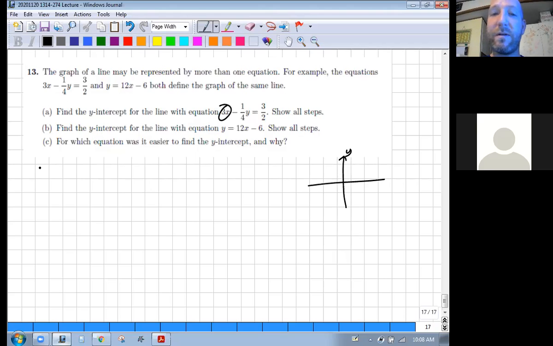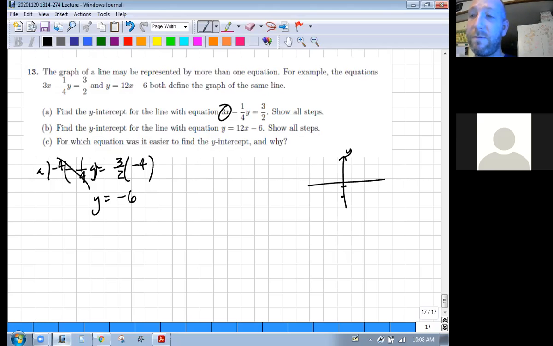So we'd end up with negative 1/4 y equals 3/2. So now we want to solve for y, so let's multiply both sides by a negative 4. Negative 4 over negative 1/4 goes away. We have y equals negative 12 over 2, negative 6. So 1, 2, 3, 4, 5, 6. It's at 0, negative 6. Find the y-intercept for the other line. Again, we let x be 0. You see y equals negative 6.